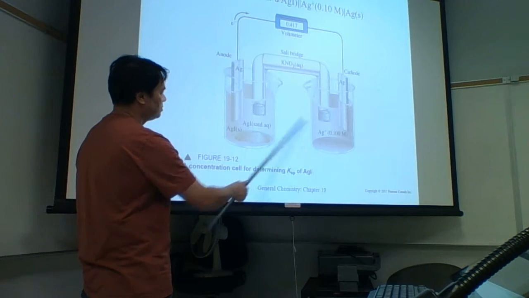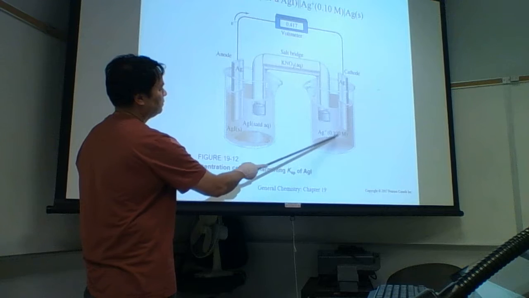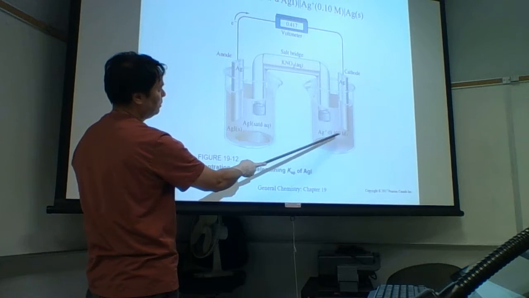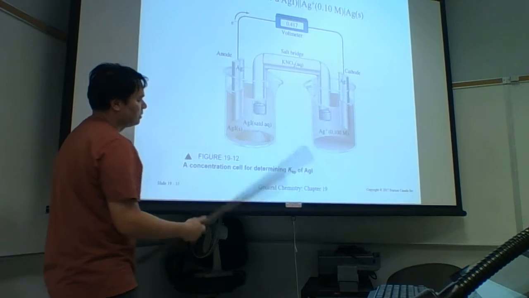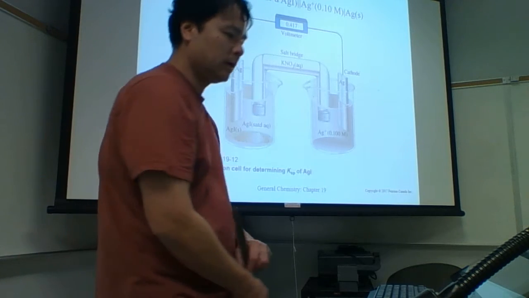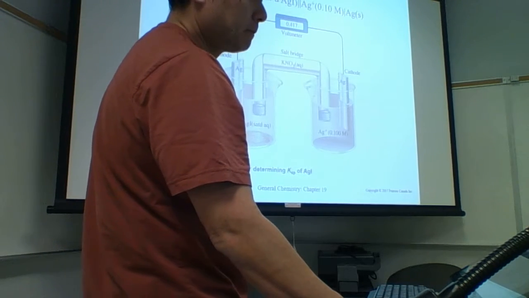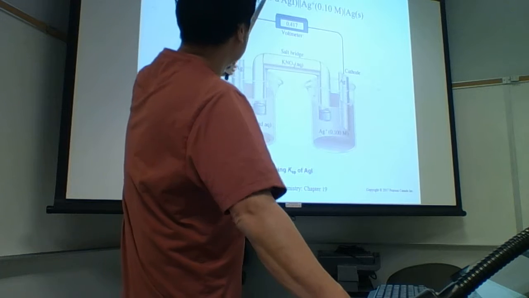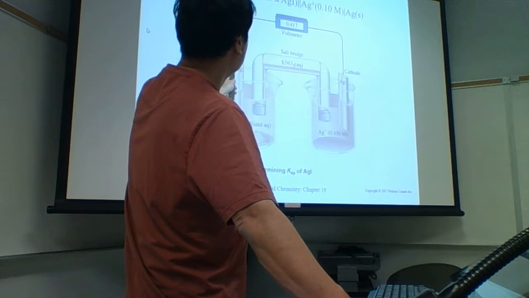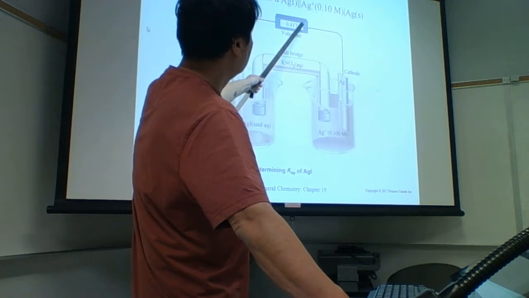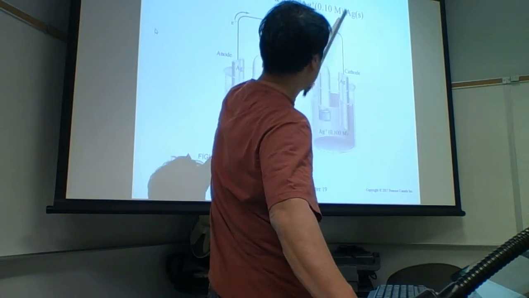The cell is just used to measure the concentration. If we know the voltage and we know one of the concentrations, we can figure out the other concentration here by using the Nernst equation. And so this is the unknown. What is the concentration of the silver ion in the anode? We've got to make sure the silver ion concentration in the cathode is big.